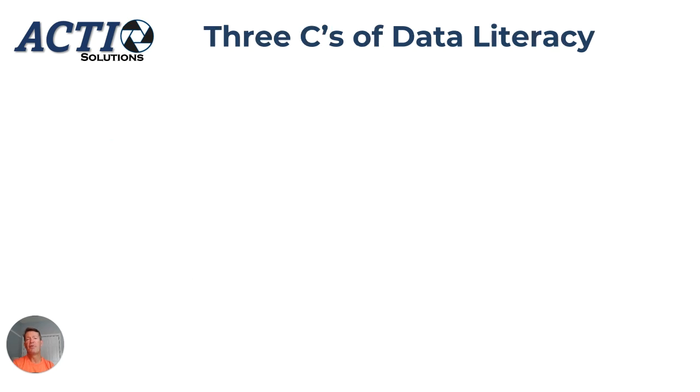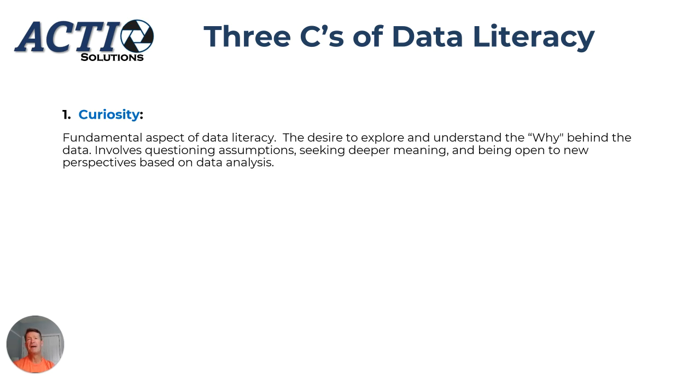So let's move on to the 3 C's of data literacy. The first C is curiosity. So what do we mean by curiosity? It's a fundamental aspect of data literacy. It's the desire to explore and understand the why behind the data. It involves questioning assumptions, seeking deeper meaning, and being open to new perspectives based on data analysis.